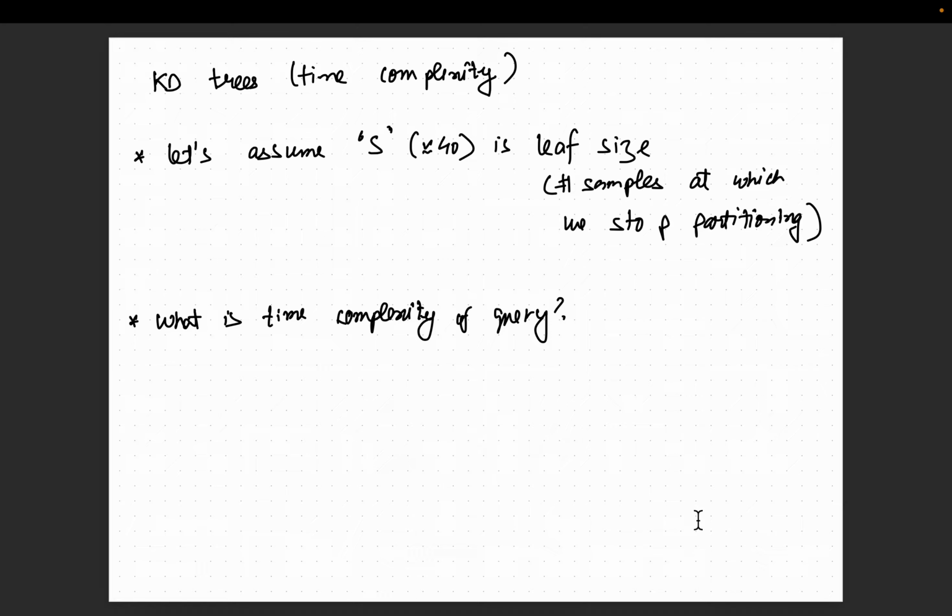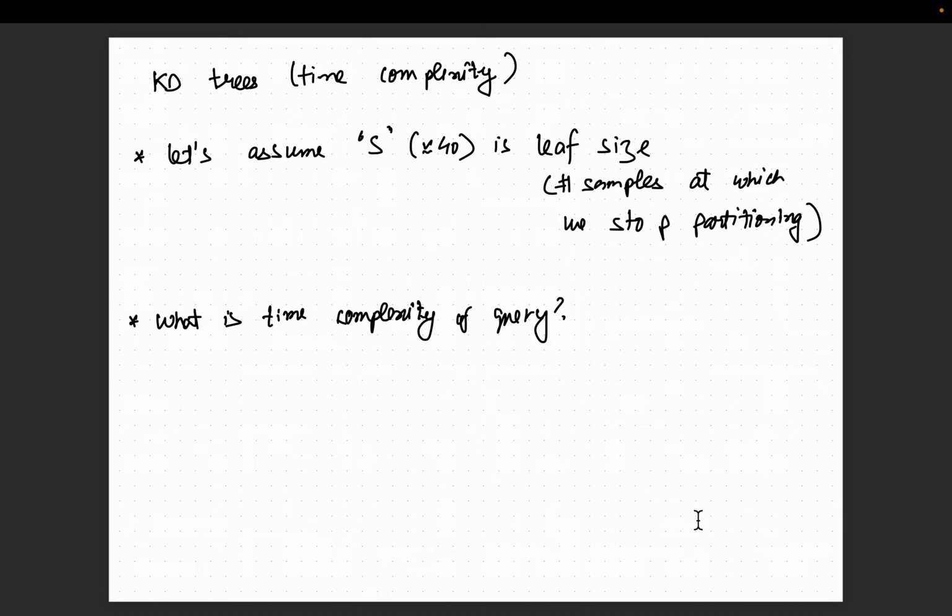Typically, when we execute this, we don't go to log n base 2. If we did, what is the number of samples in the different leaf nodes? Each of them will have 1. And if you have 1 sample, there is no point in doing k nearest neighbors. So typically, these stop at some s samples, which in this case is a 40 sample leaf size, at which we stop partitioning.